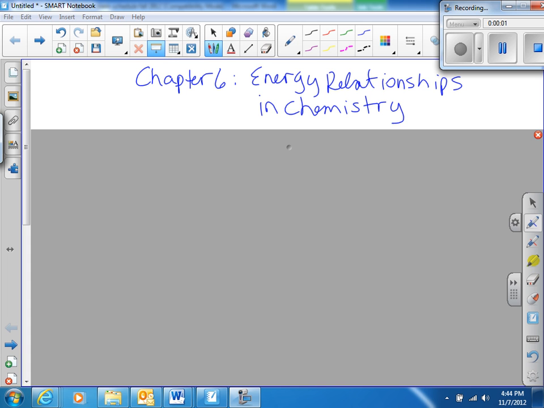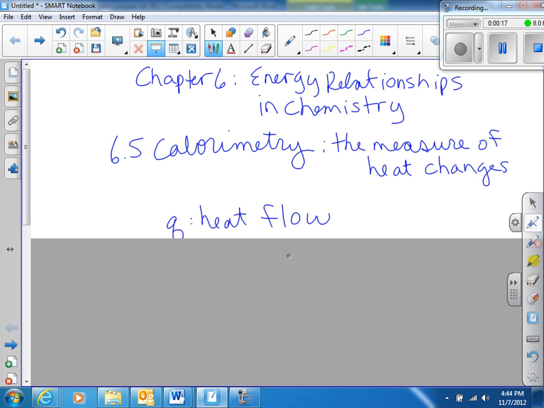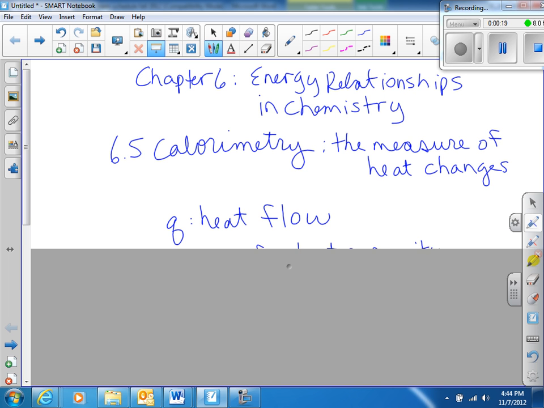So today we're going to start learning about Chapter 6, Energy Relationships in Chemistry. And we're going to skip a little through the chapter. We're going to start with calorimetry, which is the measure of heat changes. And we need to know some different variables first. So we're going to learn some new vocabulary.